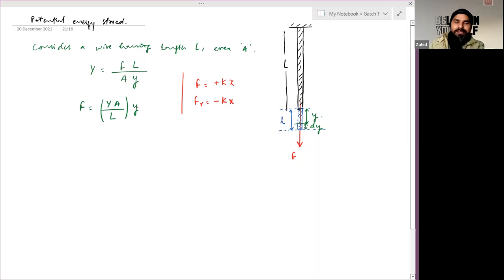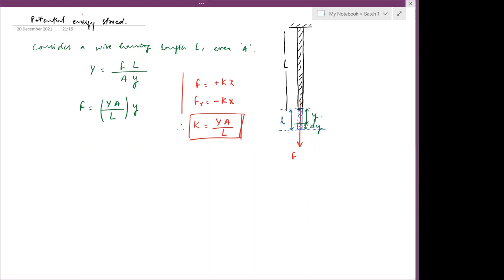Similarly, in this part, y is the extension in this wire and the rest of the terms are constant. So we can relate these two expressions. Then K equals YA divided by L. From this, we can say the spring constant will depend upon the area of cross section and length. I will use this formula to define the spring constant and its various impacts in the second last chapter, oscillation and waves, okay? Okay, sir.